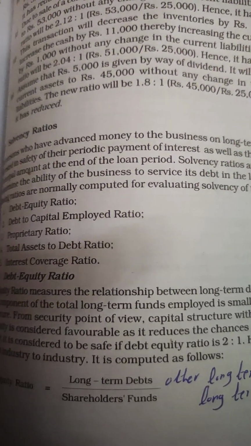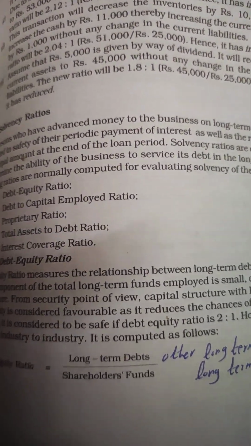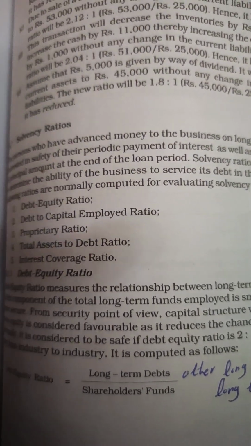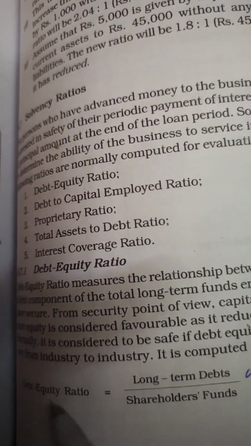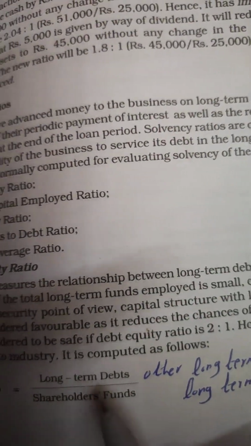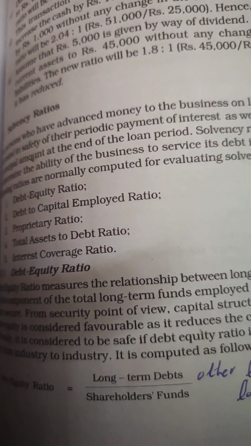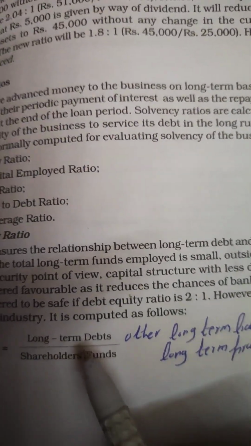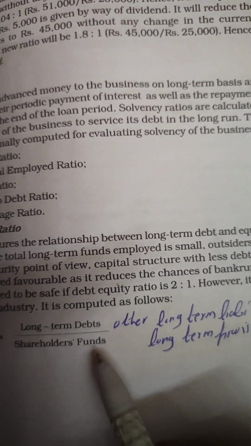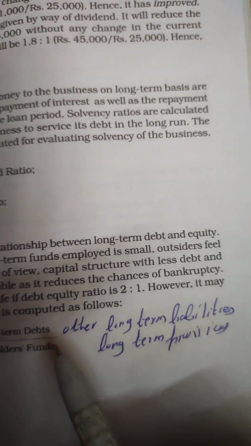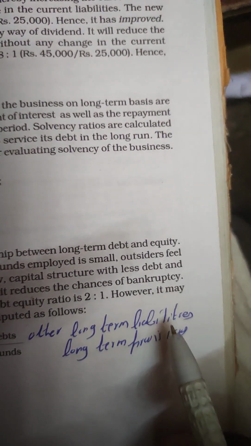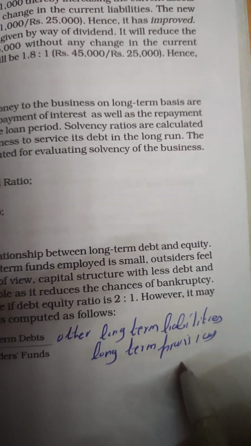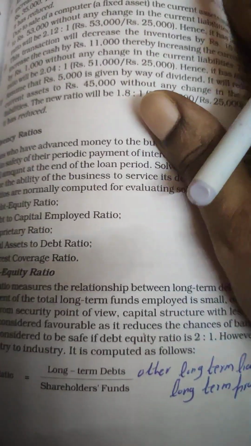As the name implies, it shows a relationship between the debt and equity. That is, the equation is debt equity ratio is equal to debt divided by equity, or we can say long term debts divided by shareholders funds. Long term debts also include other long term liabilities and long term provisions.